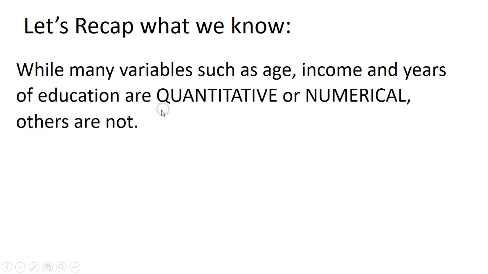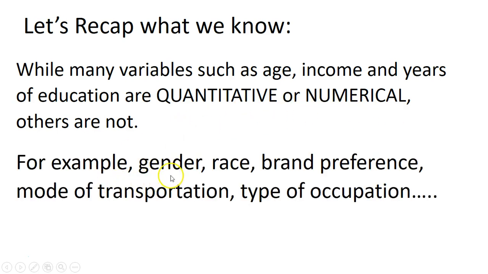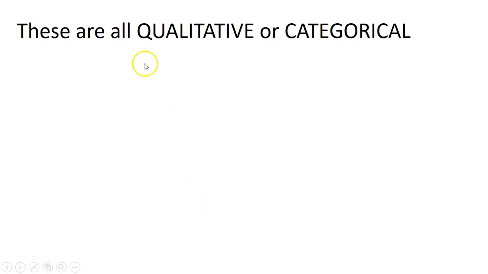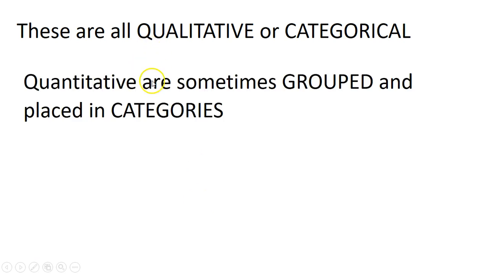Let's recap. Many variables such as age, income, and years of education are quantitative. Quantities, or numbers, or numerical. Others aren't. For example, gender and race, your brand preferences, modes of transportation, types of occupations, those aren't. Those are qualitative. Those are different types of categorical data.